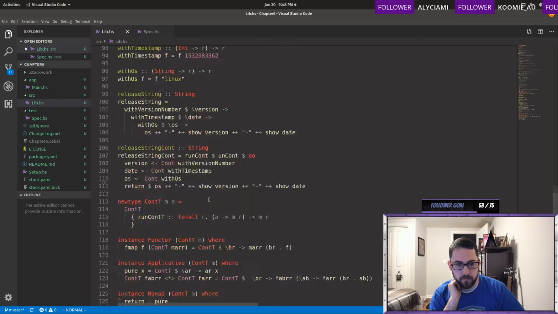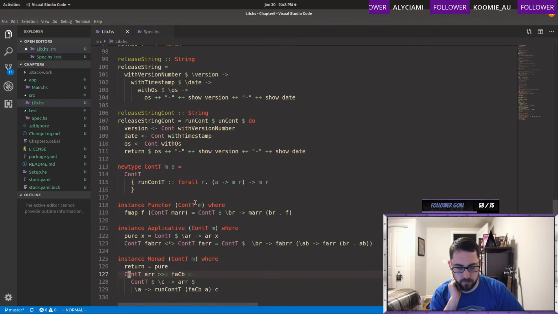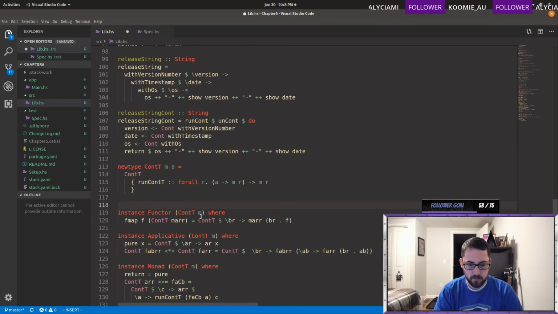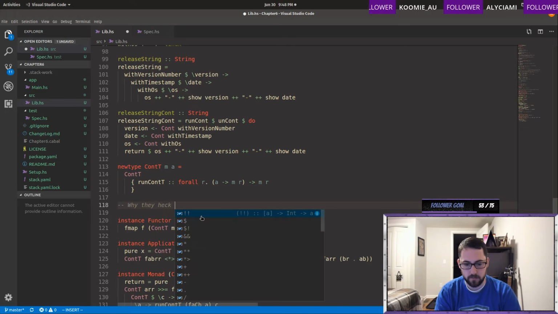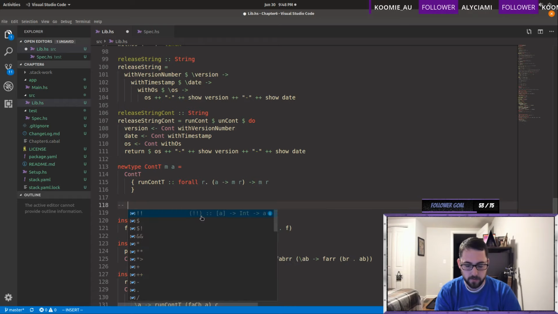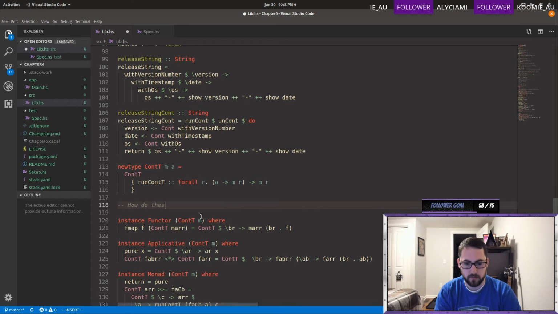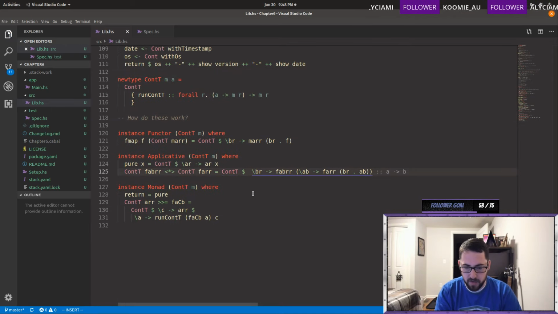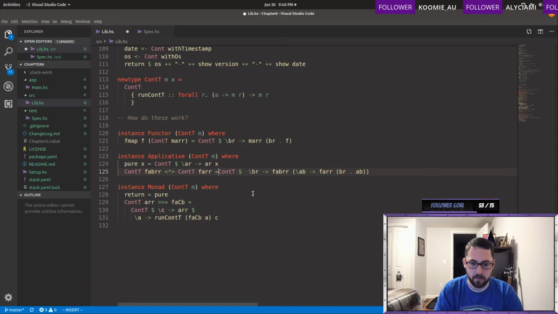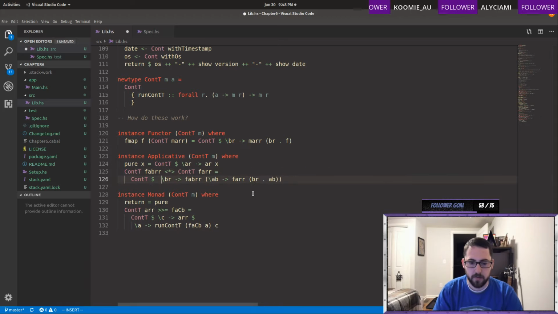Now, there are some questions that we still need to think about. So how do these work? Or maybe not how, that's a bad way to say it, but why are the types working out? And is there any way I can think about it more carefully?